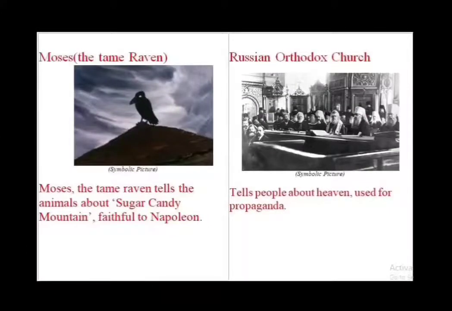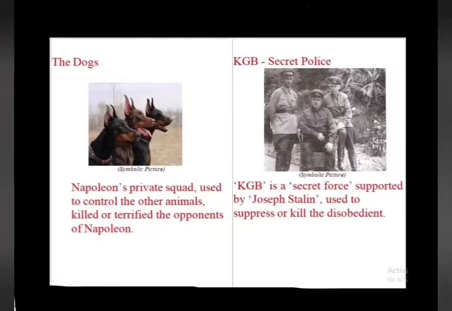Now it is time for the character Moses the Tame Raven. Moses tells the animals about Sugar Candy Mountain and was faithful to Napoleon. He represents the Russian Orthodox Church that tells people about heaven, used for propaganda. Now it is time for the three dogs, Napoleon's private squad, used to control the other animals, who killed or terrified the opponents of Napoleon. They represent the secret police, the KGB. The KGB is a secret force supported by Joseph Stalin, used to suppress or kill the disobedient.